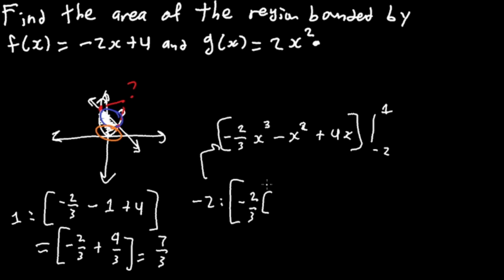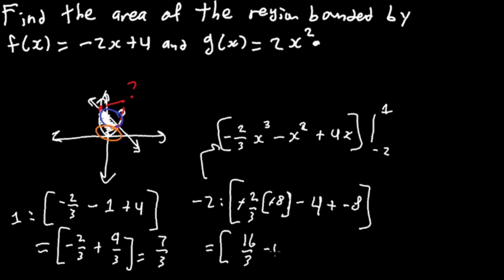So we plug in our upper bound, then plug in our lower bound. We get negative 2/3 times negative 2 cubed, which is negative 8, minus negative 2 squared, the whole thing squared. So the negative squared becomes a positive, so minus 4, plus 4 times negative 2 is negative 8. So those negatives will cancel out. We get 16 over 3 minus 12. Negative 12 is just negative 36 over 3. So this becomes negative 20 over 3.